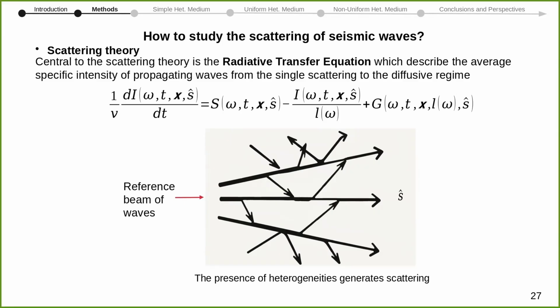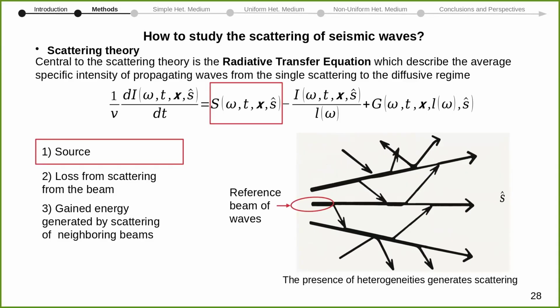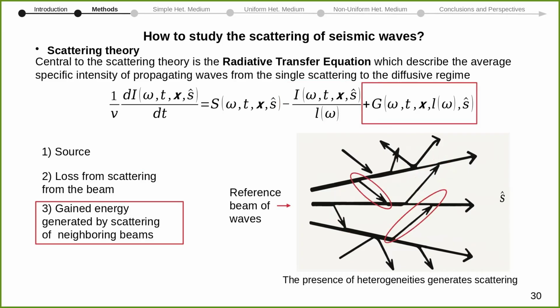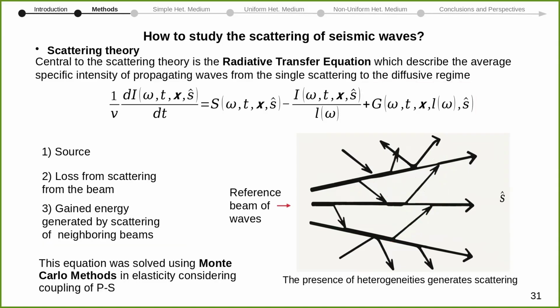In this case, this equation is telling us that the intensity that we will read at a specific distance from the source, at a certain time and a certain frequency range, if we choose a reference beam of waves propagating in one direction, is given by the source, so the energy that we input in the system, minus the part of the energy that is lost because, by interaction with heterogeneities, some energy can be scattered in other directions. And then also part of the energy will be gained because the neighboring beams may scatter energy along the direction of propagation of our reference beam. In this study, this equation was solved using Monte Carlo methods in elasticity, considering the coupling of P and S waves. So now we have some insight about the scattering theory and the radiative transfer equation.